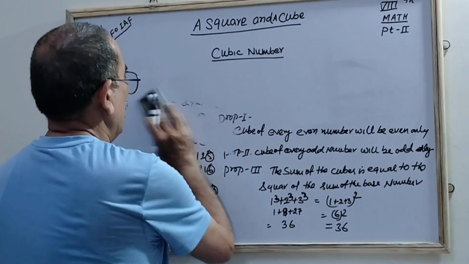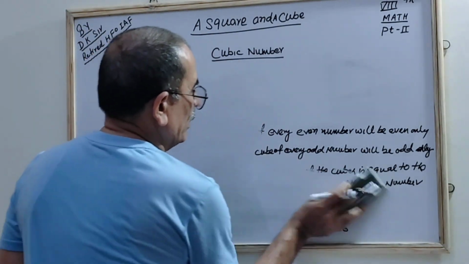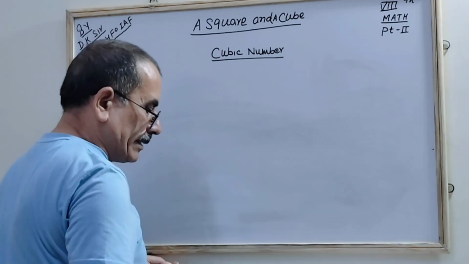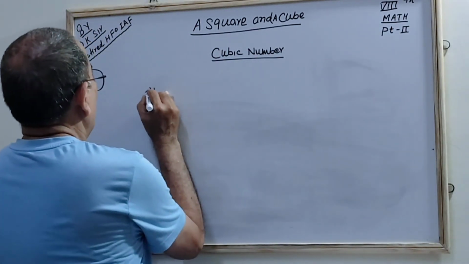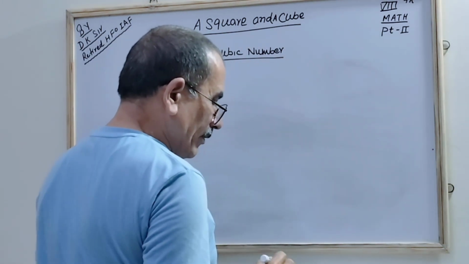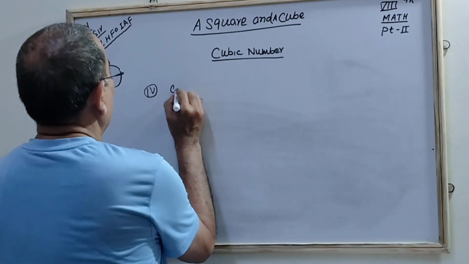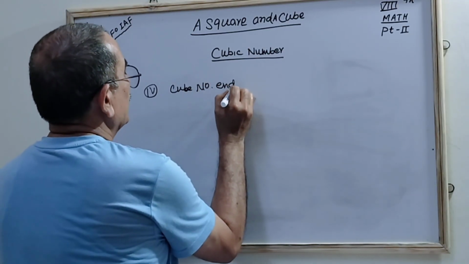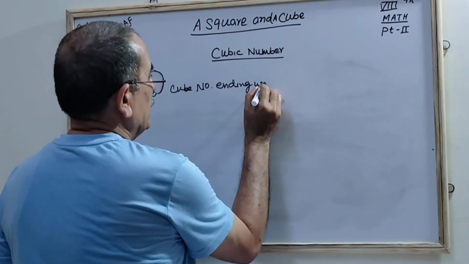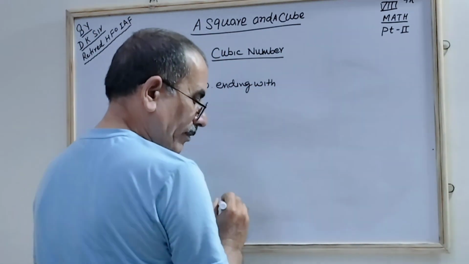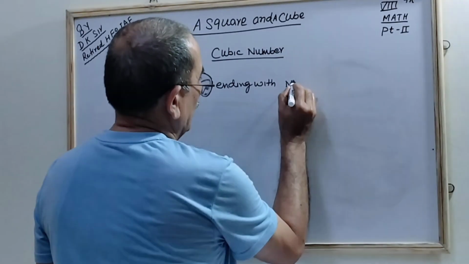Correct? Now, next is property number 4. What does it say? Property number 4 says that the cube number ending with a number. What are the numbers there?